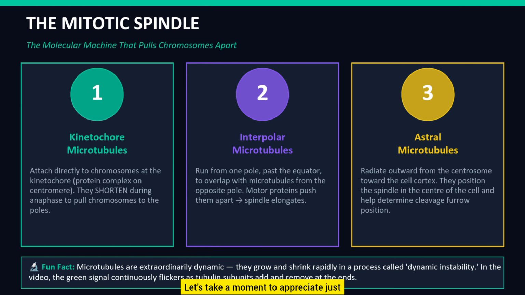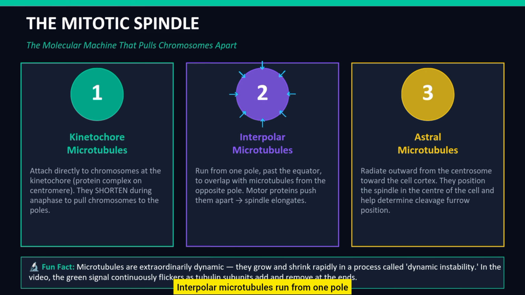Let's take a moment to appreciate just how incredible the green signal really is. The mitotic spindle, made of microtubules, is actually 3 different types of fibers, each doing a different job. Kinetochore microtubules attach directly to chromosomes at the kinetochore. During anaphase, they physically shorten, literally depolymerizing from the chromosome end. And that shortening is what pulls the chromosomes to the poles. The force of life, at the molecular scale.